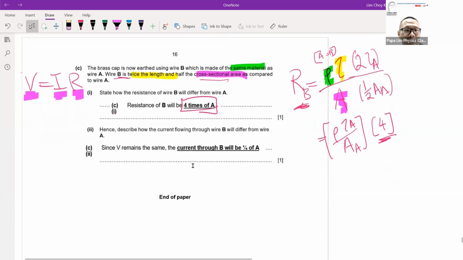Okay, and after that, same thing, calculate the current flowing through using Ohm's law. So if the voltage remains the same, my resistance is 4 times, my current will be a quarter of the current flowing through. Why? The higher the resistance, the lower the current.